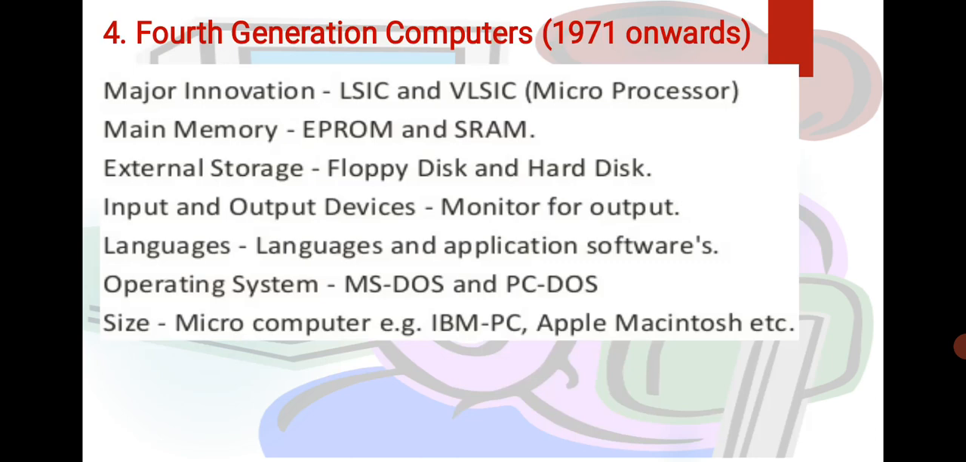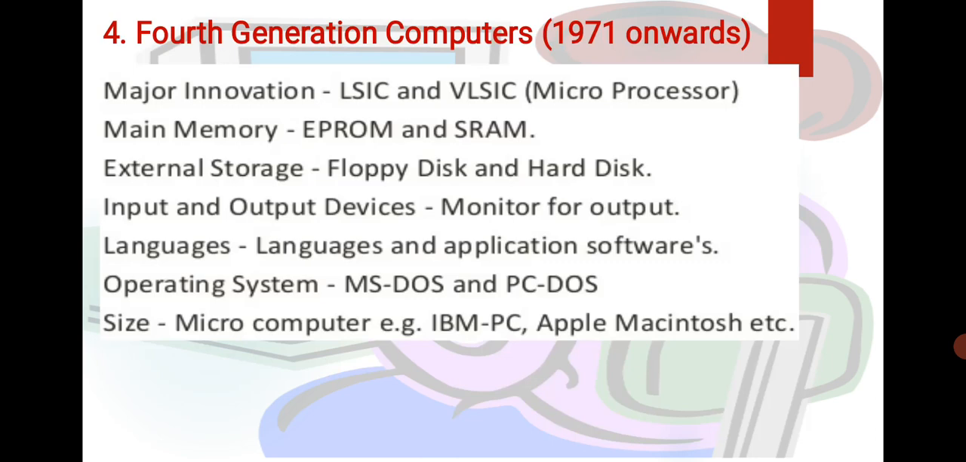Children, now our point of discussion is fourth generation computers. Duration 1971 and onwards. Major innovation: LSIC and VLSIC, or in short we can say the invention of microprocessor. So we can say microprocessor is the major invention as well as the main component used in the fourth generation of computer. Main memory used in the fourth generation computer are EPROM and SRAM. EPROM means erasable programmable ROM, and SRAM means static RAM.